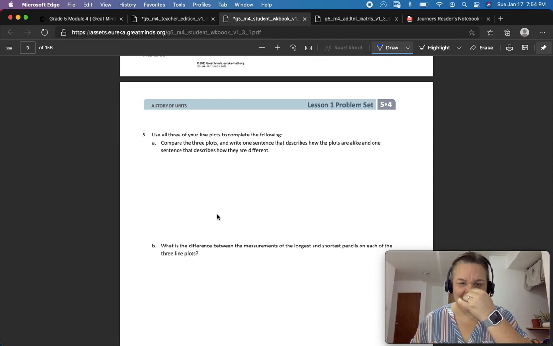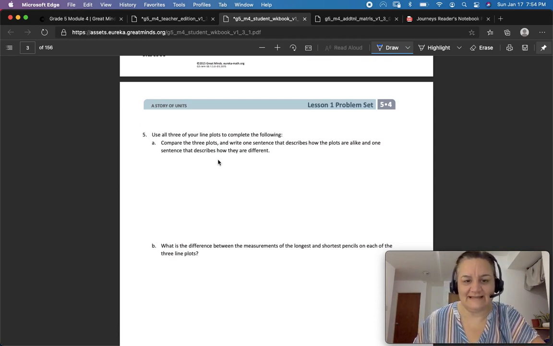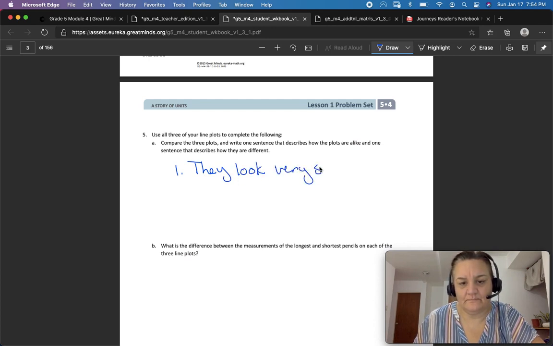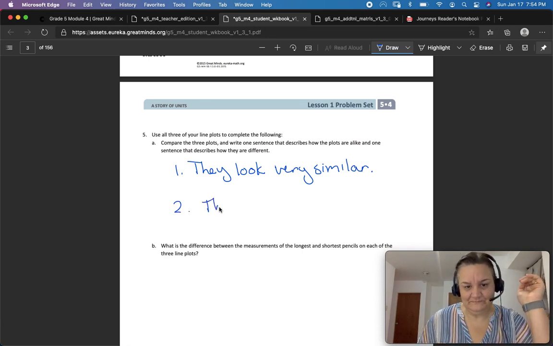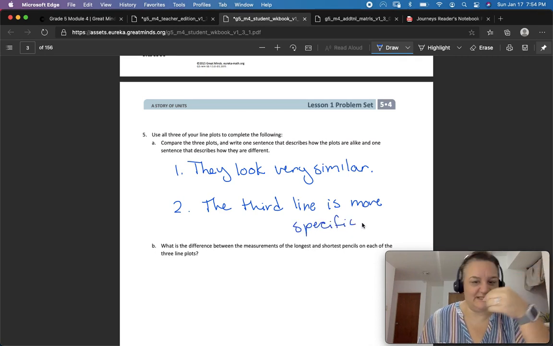Compare the 3 plots and write one sentence that describes how the plots are alike and one sentence that describes how they are different. Okay, so our sentence is, they look very similar. They're distributed similarly. But the third line plot is more specific, right? Because we were even more detailed.